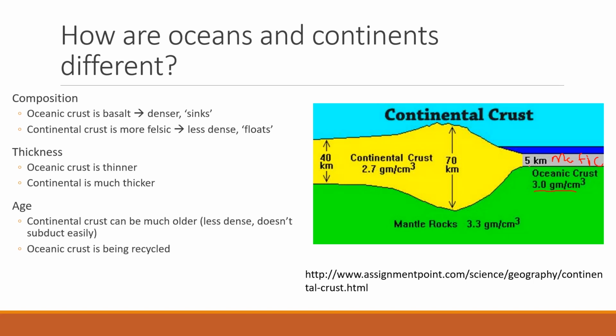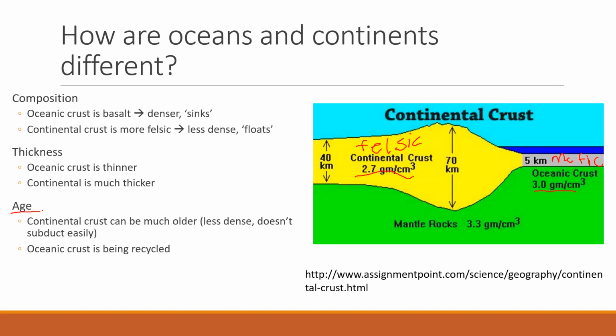It is more dense. It will be a little bit lower elevation-wise, which is why the water sits on top of it. Continental crust is felsic. It is lighter in color and in density, so it will be thicker to balance out this more dense oceanic crust, and it will not want to subduct. We do not get rid of continental crust. Oceanic crust, however, being more dense, likes to subduct.